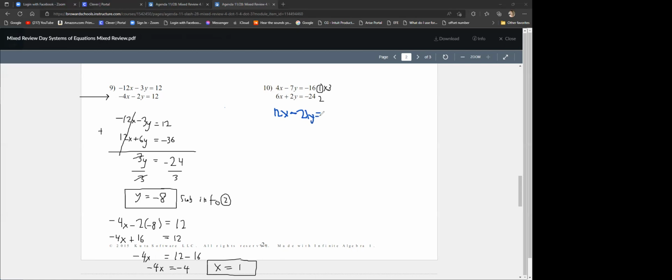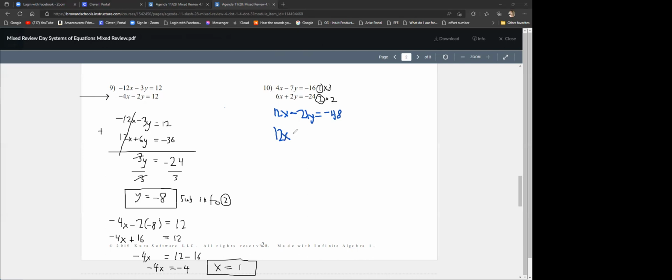Equals, now what? Multiply negative 16 times 3. Negative 16 times 3 is? Negative 48. Okay, that's the first one. Second one, what are we doing? Second equation times how much? What are we multiplying the second equation by? 2. So take number 2 times 2.